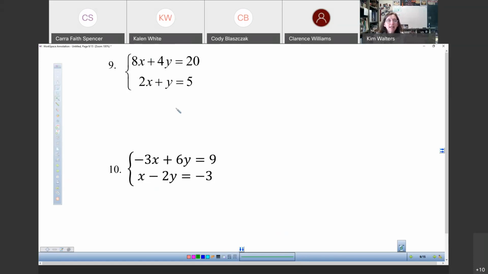Yeah, okay, that's kind of what I figured. Okay, so let's use substitution for this one. Why substitution? Well, because I've got this single y here, okay? And so what this means is that I can take this and solve for y. I get y is equal to negative 2x plus 5.